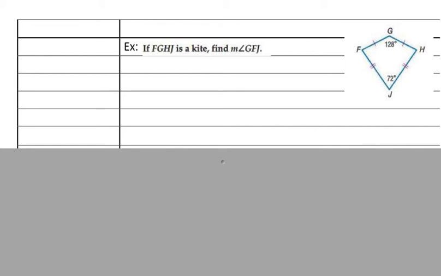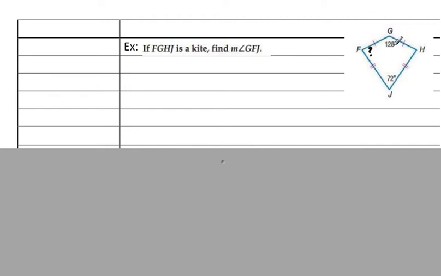Okay, for this first example, we'll want to have a ruler and we're going to copy this picture down. This is a picture of a kite. We know it's a kite because the consecutive sides are congruent. And it tells us that FGHJ is a kite. We're going to find the measure of angle GFJ. So GFJ is this angle right here.